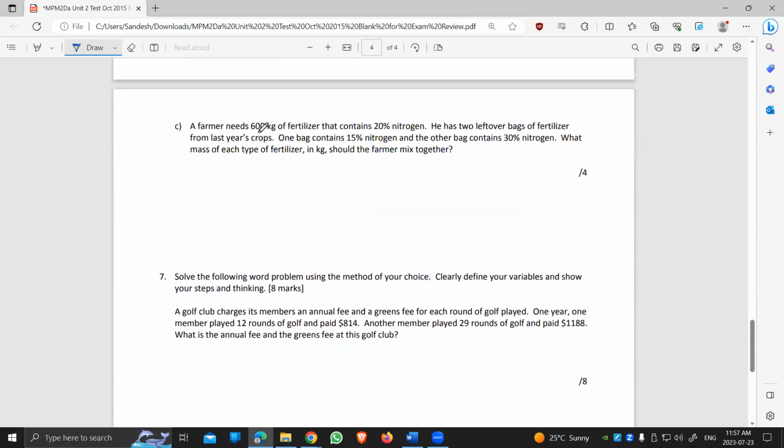This one, we've done this with gold and chocolate and whatnot. Now we're mixing chemicals. Again, there's going to be two equations. One of them will be the total mass, or the total kilograms. The next one will be the percent. What's the first equation? x plus y equals 600. Yeah, x plus y equals 600. What about the next?